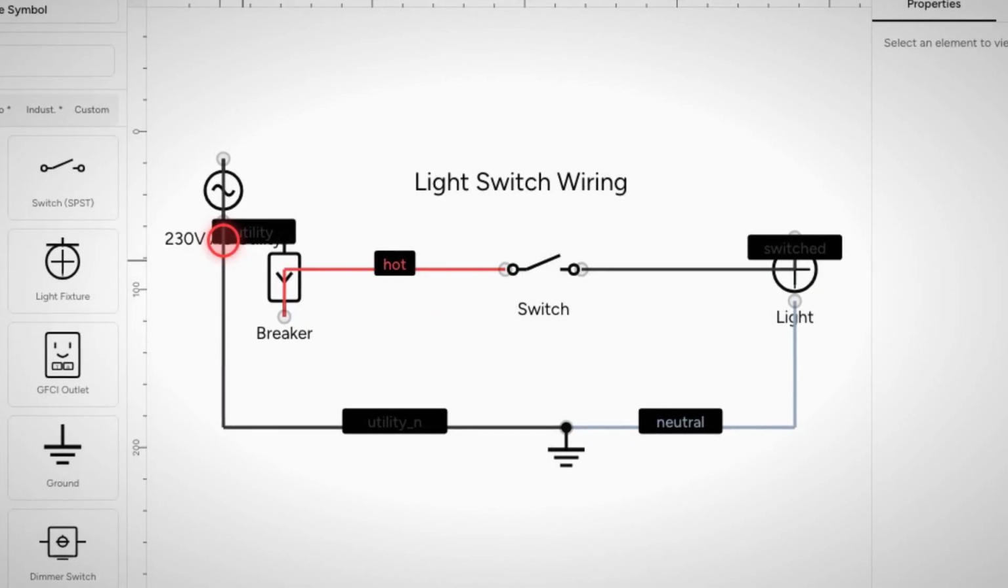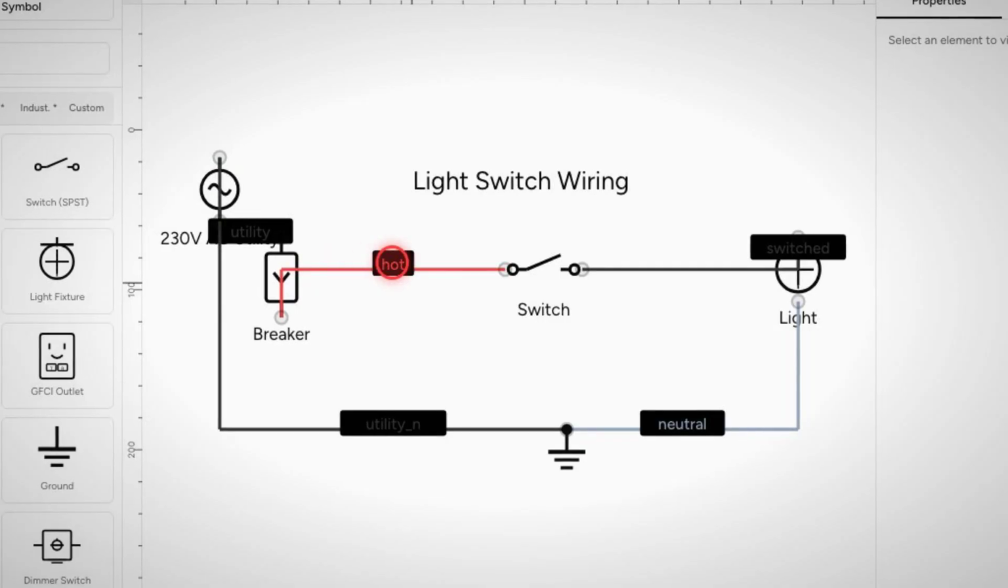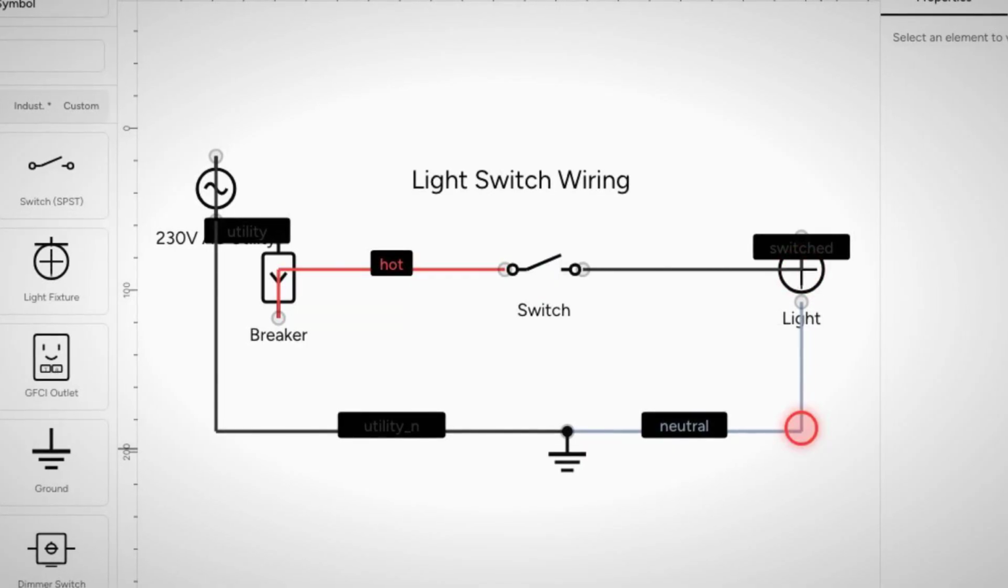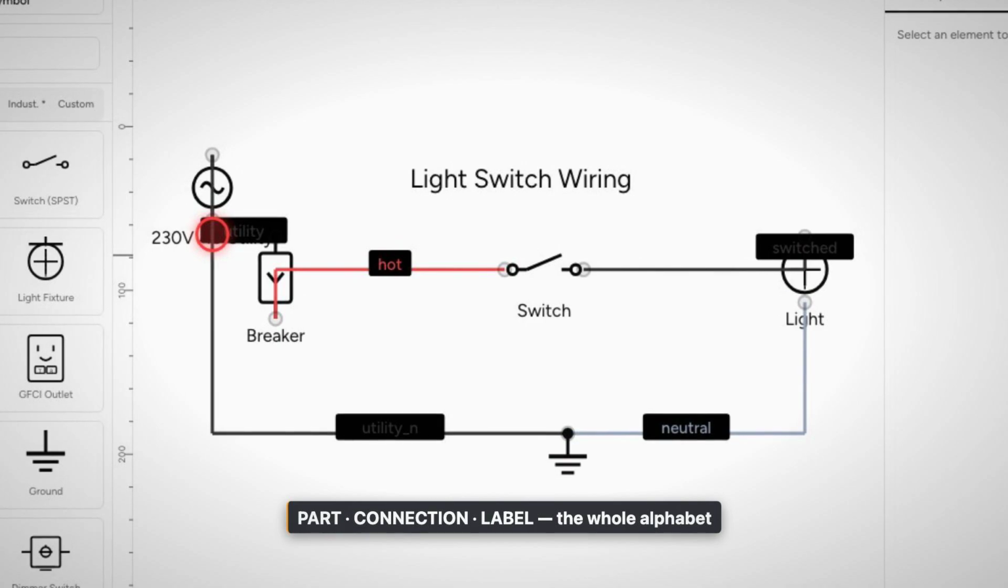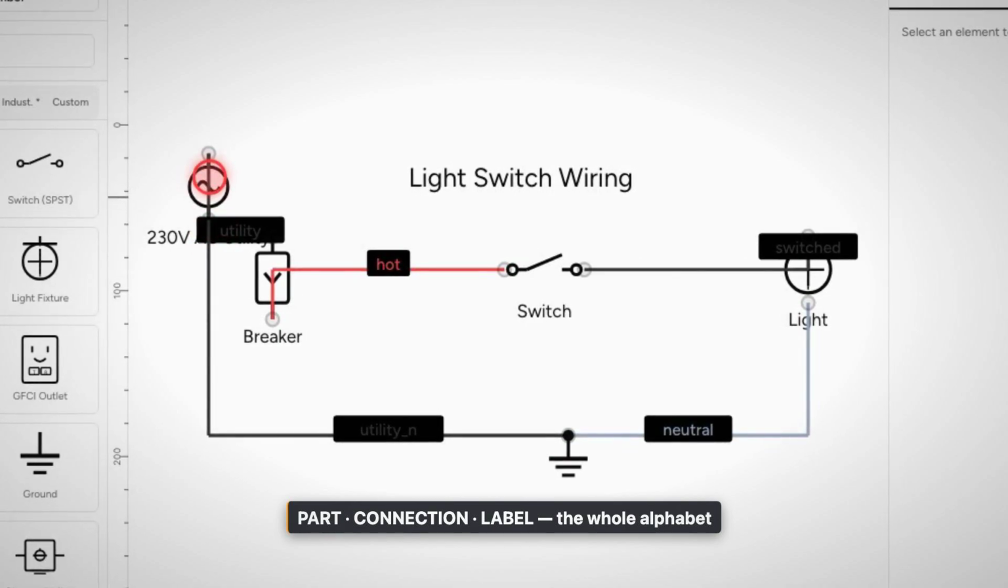This is a real one, a household light switch. Watch. Here is the power source. This line is a wire carrying current, and this little tag names it: part, connection, label. That is the whole alphabet. Now, let us actually learn to read it and the different kinds of diagram it comes in.